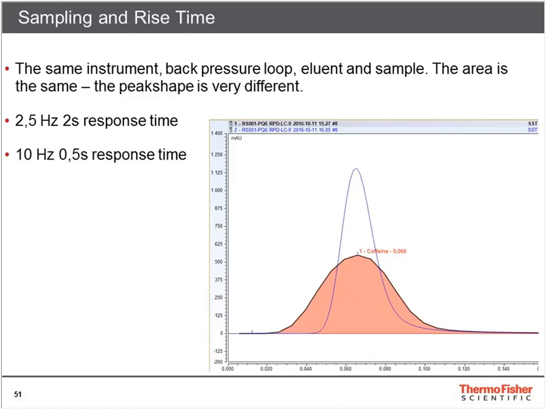This is what can happen if you have completely wrong data collection rate and time constant. It's the same sample, eluent, and instrument. The area is the same. The peak shape is very different. The flat broad peak has 2.5 Hz as data collection rate and a response time of 2 seconds. In the blue chromatogram, the data collection rate is increased to 10 Hz and the response time lowered to half a second. There are really big differences in the peak shapes if you use the wrong settings.